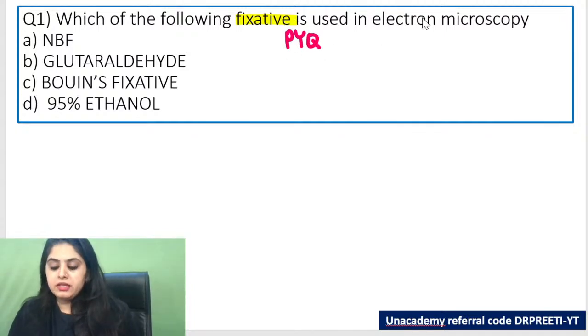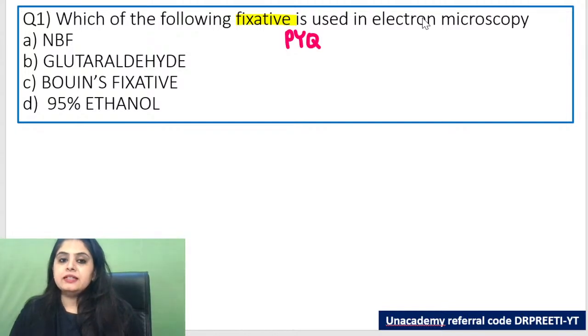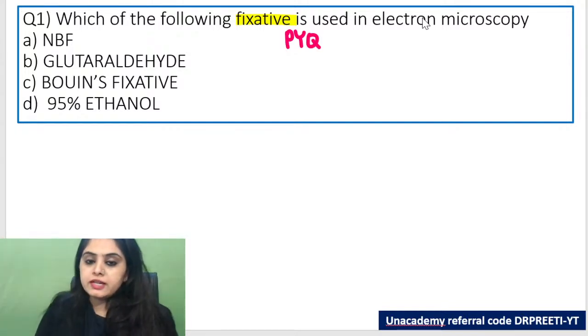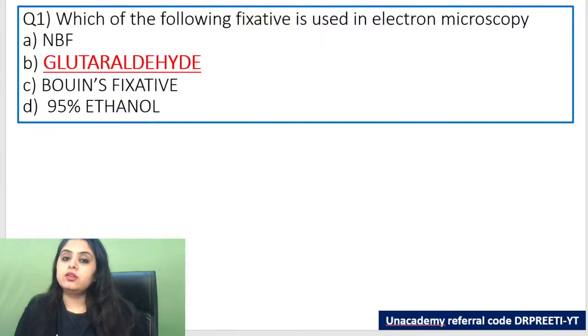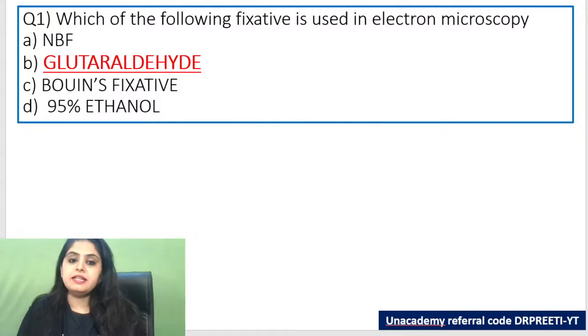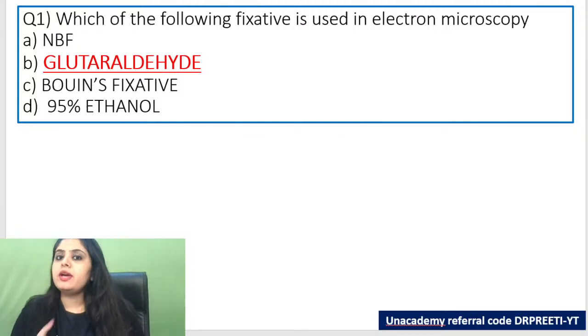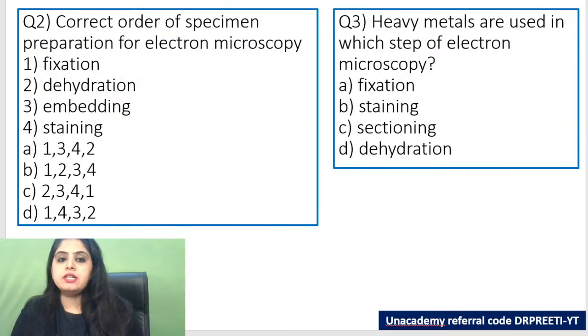Neutral buffered formalin, glutaraldehyde, Bouin's fixative, or 95% ethanol. Perfect. Everyone knows this. For electron microscope, it is glutaraldehyde. I'll be teaching you everything, but first you need to give an answer to the 5 questions, then I'll teach you everything.